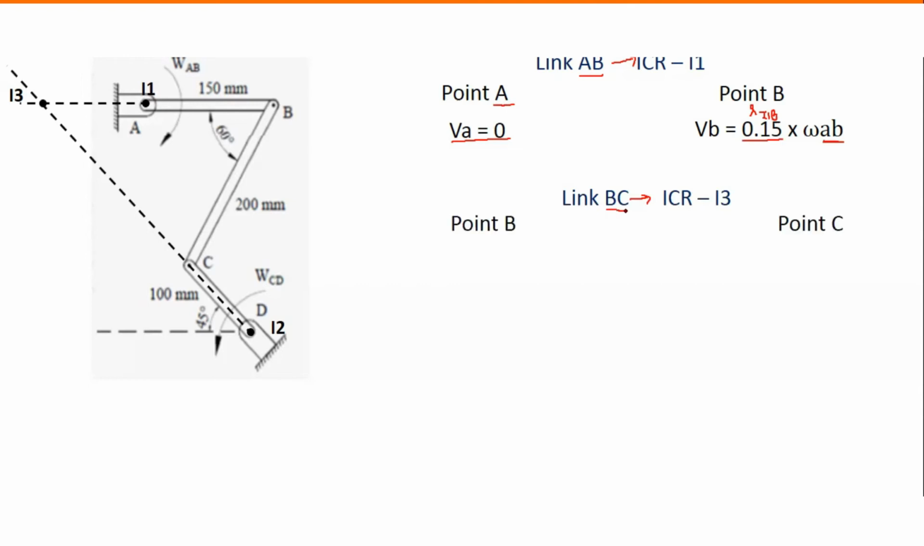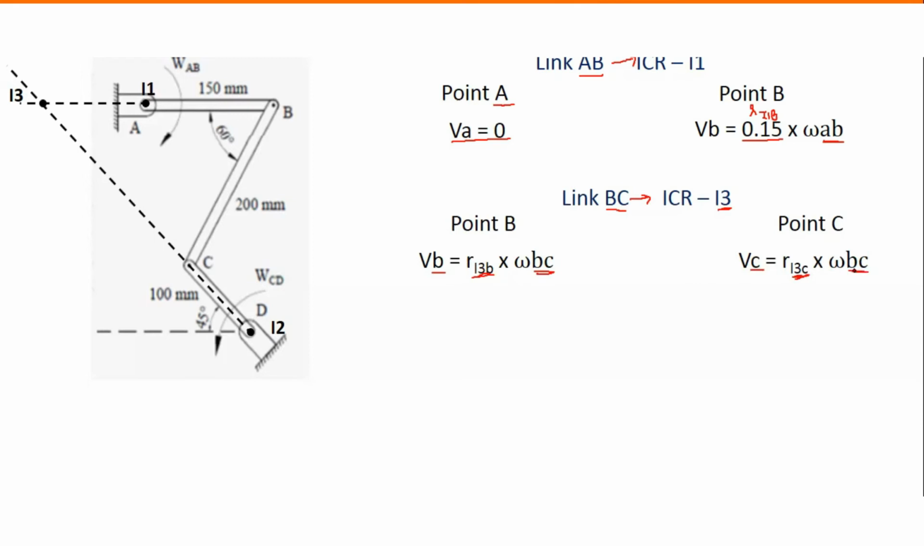Next step, write the equations. VB is equal to R I3B. Why have I written I3B? Because the corresponding ICR is I3 and the point for which I am finding the answer is B. So I will write I3B multiplied by omega of the link, that is omega BC. Similarly for point C, I will write the equation VC is equal to I3C, the distance from I3 to C, and again omega will be BC.